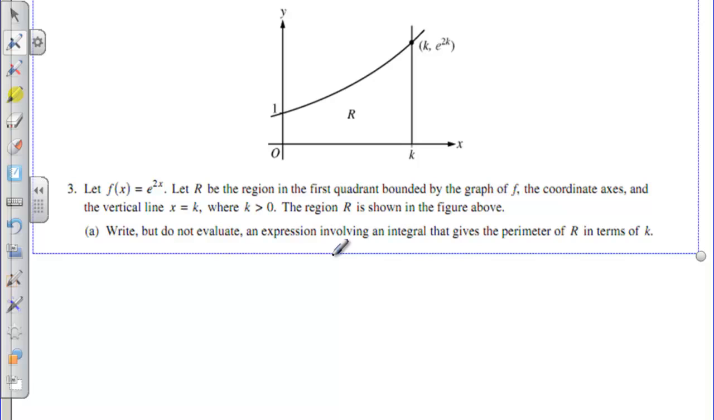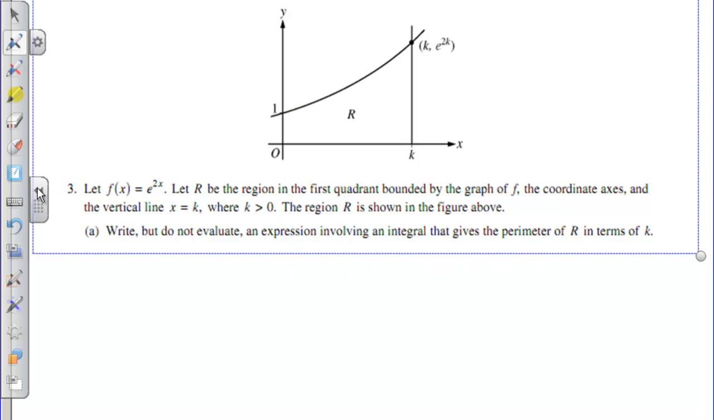Okay, let's do one last example, which comes from an AP test. And this example is similar to what we've been working on the last couple of days. We've got a region bounded above by the graph of e to the 2x and below by the graph of y equals 0. And then we've got x equals 0 and x equals k. So here's our region. And we want to write, but not evaluate, an expression involving an integral that gives the perimeter of R in terms of k. So we want the perimeter.